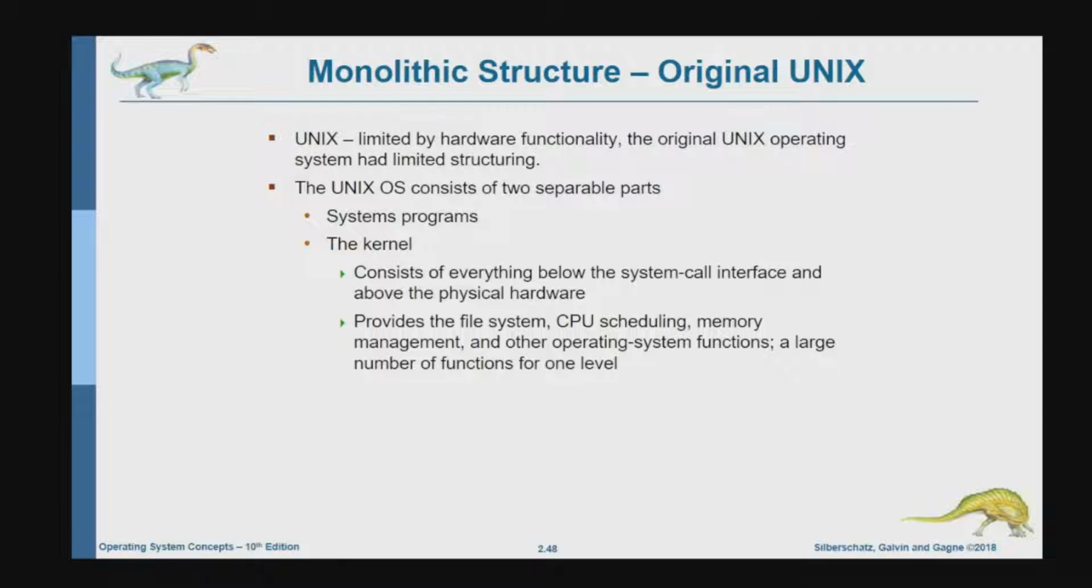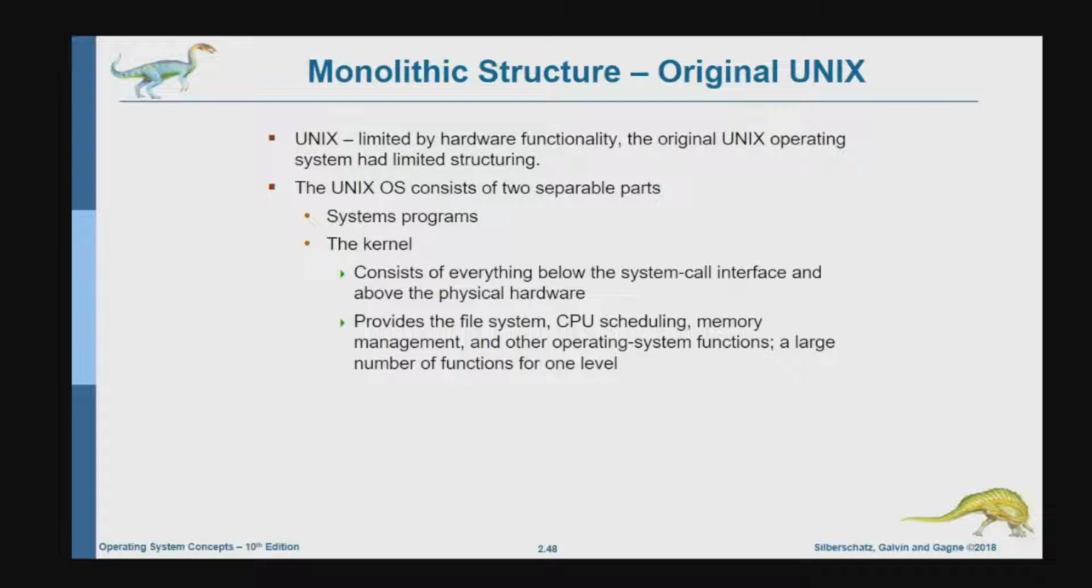So let's look at the original structure of the UNIX. It is limited by the hardware functionality, so the hardware also plays a role for the operating system to work. The original Unix operating system had limited structuring. It consists of two separable parts. The first one is the system programs, and the second part is the kernel.